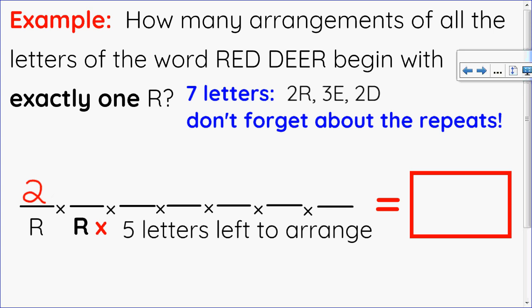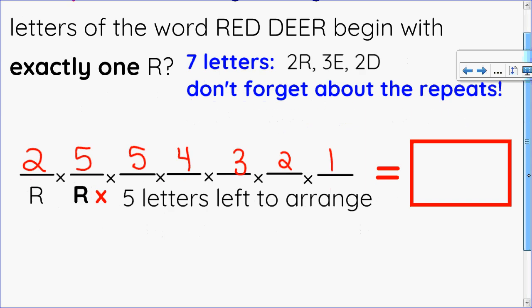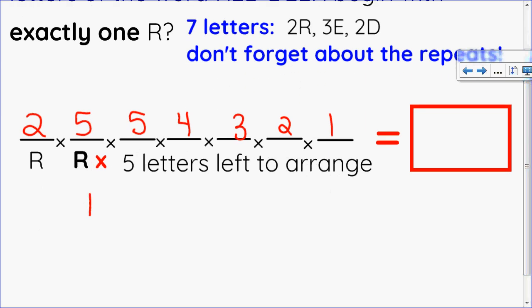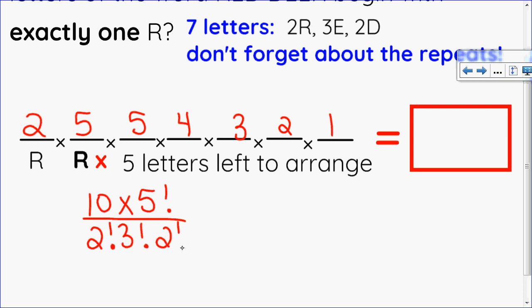In the word red deer, there's 2 that are R, there are 5 that are not R. So I place those to fill in the remaining 5 letters. I know there's 5, 4, 3, 2, 1 choices. So to simplify this, I would do 2 times 5 is 10, times 5, 4, 3, 2, 1 is 5 factorial. But I have to divide by the ways of arranging the repeats. So I divide by a 2 factorial, a 3 factorial, and a 2 factorial.